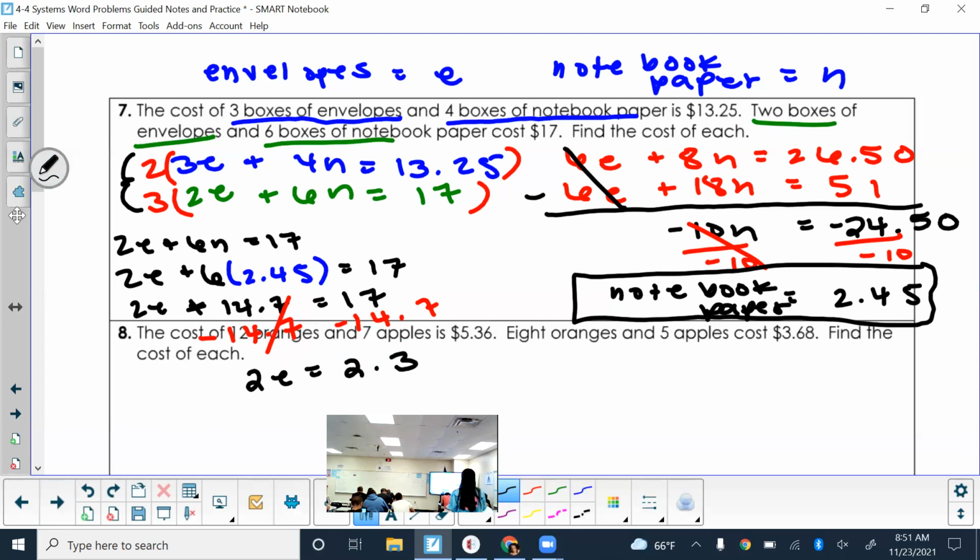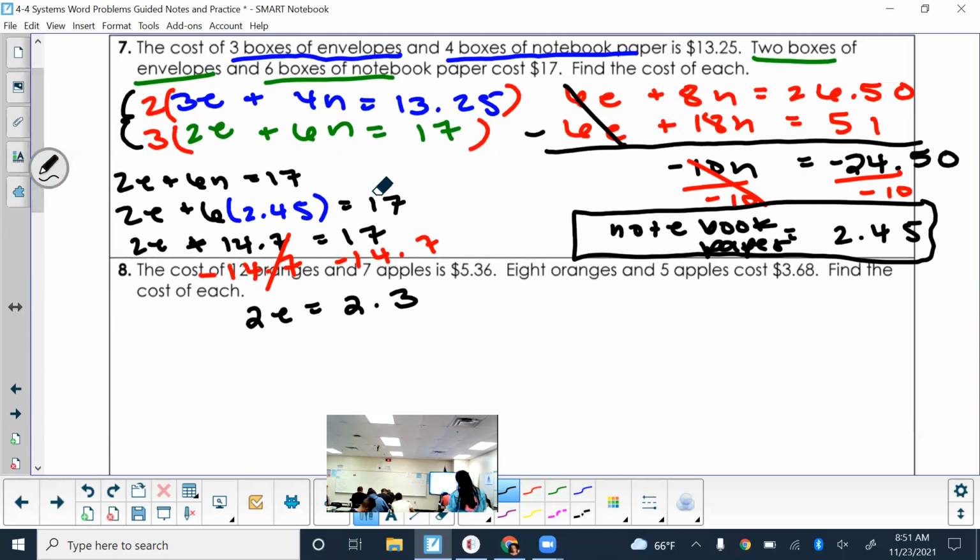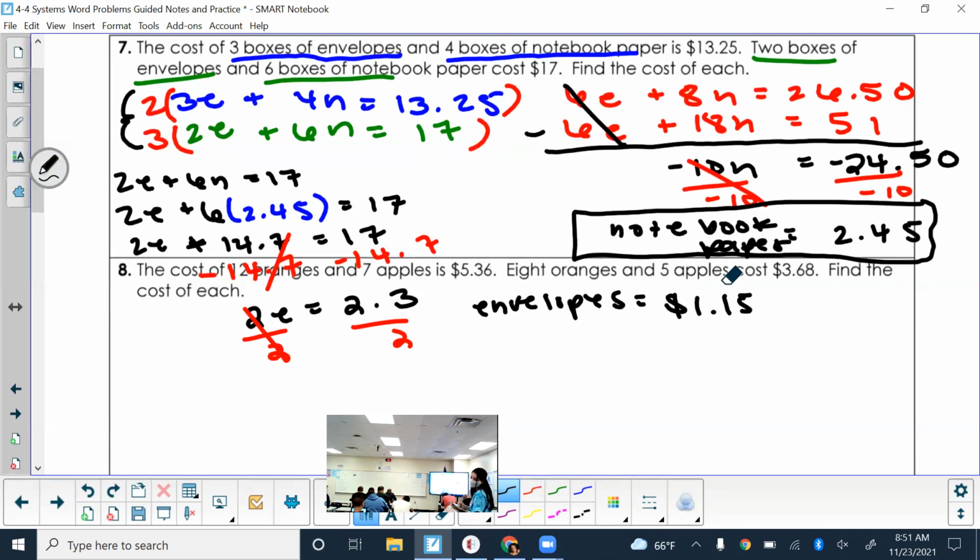2.3. And then the opposite of multiplying by 2 is dividing each side by 2. So how much does it cost for a box of envelopes? All right, so $1.15. And that matches up with what I have on my AP.